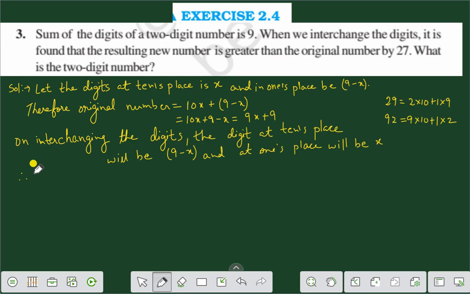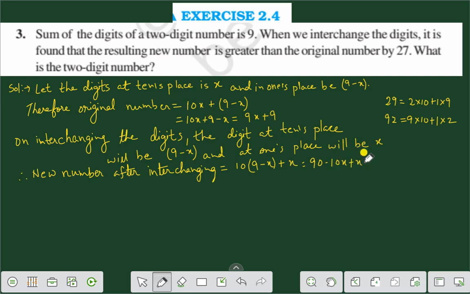Therefore the new number after interchanging is equal to 10 into 9 minus x plus x, that is 90 minus 10x plus x. We are getting 90 minus 9x.